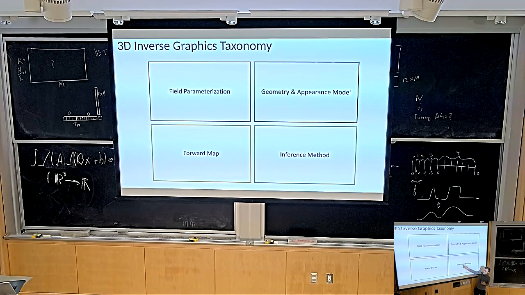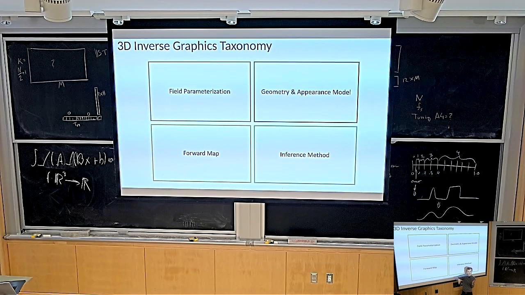Okay? So one piece is going to be the parameterization of the 3D function. And we talked about a few different ones. We talked about voxel grids, about neural fields. We talked about these hybrid representations. That's one piece. Another piece is basically the model for the geometry and the appearance of the scene. We talked about signed distance functions. We talked about density functions. We talked about occupancy functions. That was another thing, right?